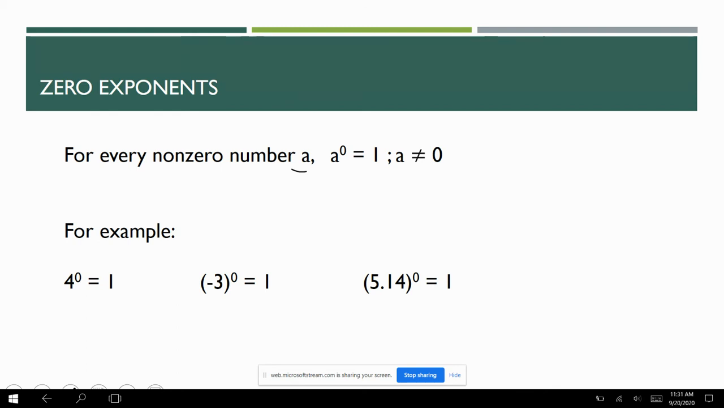So here we can see that 4 to the 0 is 1, negative 3 to the 0 is 1, 5.14 to the 0 is 1. It doesn't matter if it's positive integer, negative integer, or even a decimal. If we raise any number that's not 0 to the 0th power, it is going to be 1. And same stands for our variables. Even if we used m to the 0th power, this is still going to be 1, regardless of what m is, as long as it's not 0.